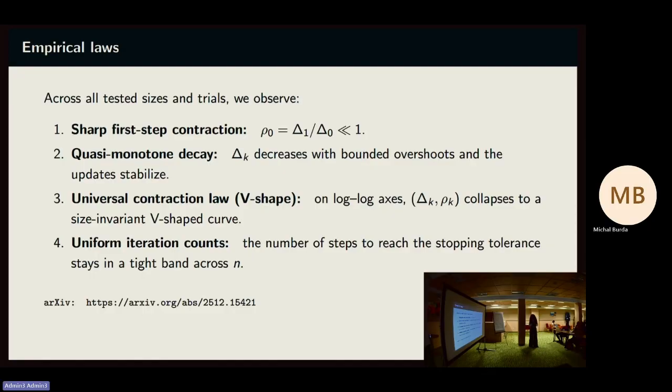Here we have a first step contraction, which is universal for all the matrices, all the trials. The second law is the quasi-monotone decay, where the step size decreases with bounded overshoots, and then the updates will stabilize later. And we have the universal contraction law, which is the main topic of today, the V shape. This relation collapses into a V shape: we plotted the points delta K and rho K, and they collapse into this V-shaped curve that we're going to see in the figure. The fourth empirical law was that the iteration count to reach convergence is bounded, and technically we have 22 steps regardless. This was the maximum number of steps to reach convergence for all the matrix sizes that we have experimented.